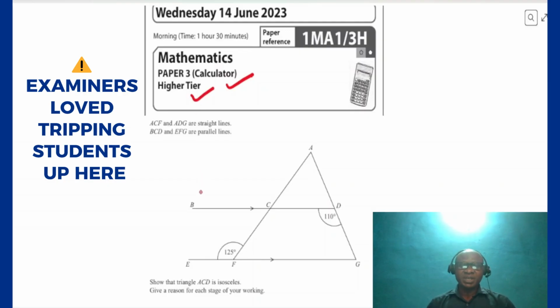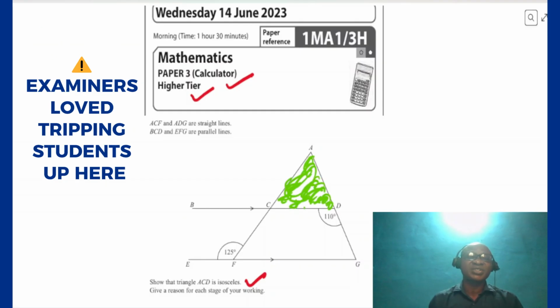This question has been given, and the target here is to prove that triangle ACD is an isosceles triangle. What is triangle ACD? If you don't mind, I can shade this place. This is what they want us to prove. This particular triangle that I have shaded here is what they want us to prove is an isosceles triangle. But how do we do this so that we get all the marks that are due for this question?